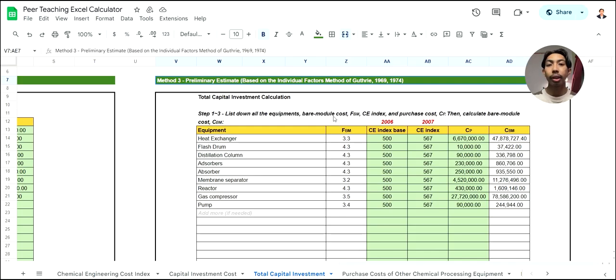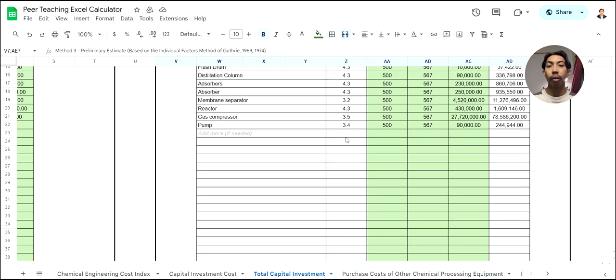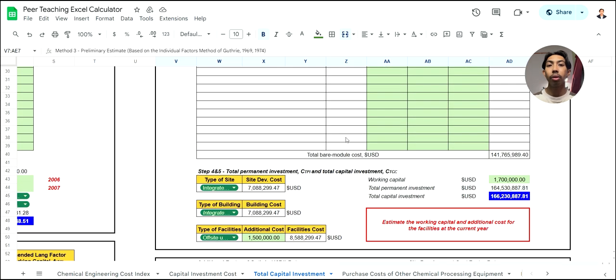This sheet applies the preliminary estimate method using Guthrie's approach. Just enter equipment details like FBM, purchase cost, and cost index. The bare module cost is calculated for you. Then, based on the selected site and building types, the sheet adds development facilities and working capital costs to estimate your total capital investment, all done automatically.